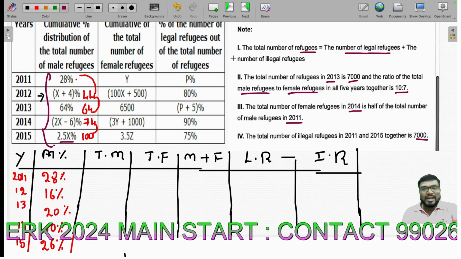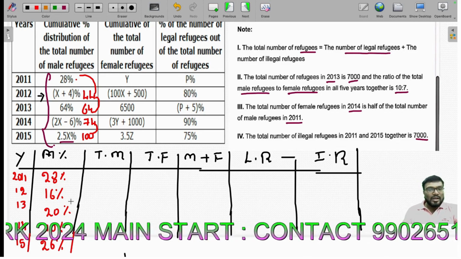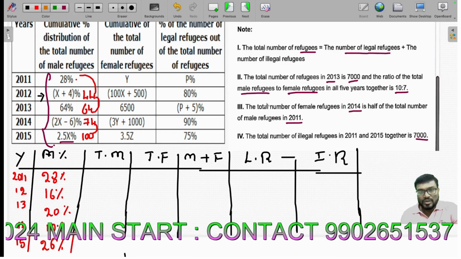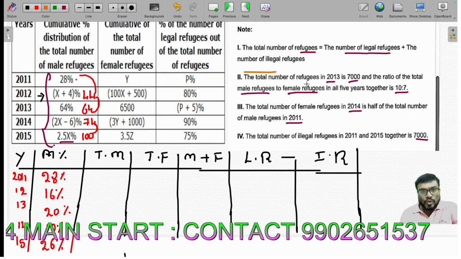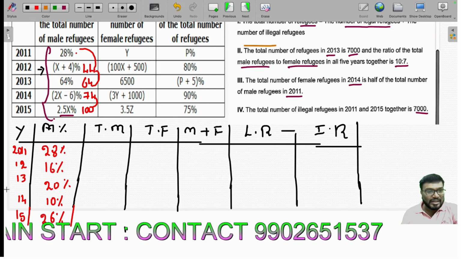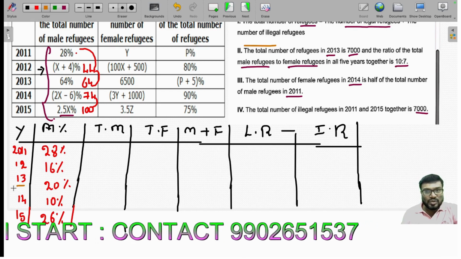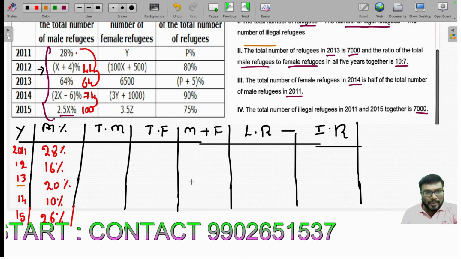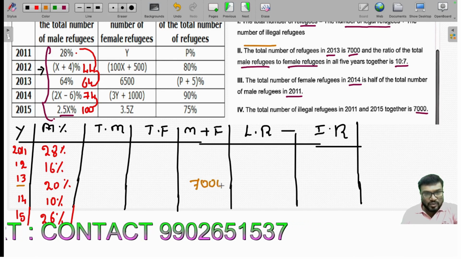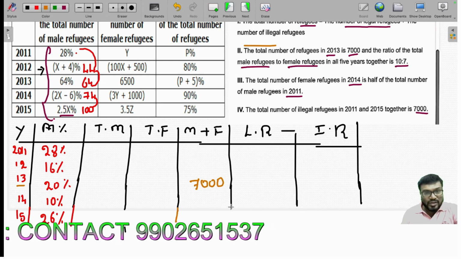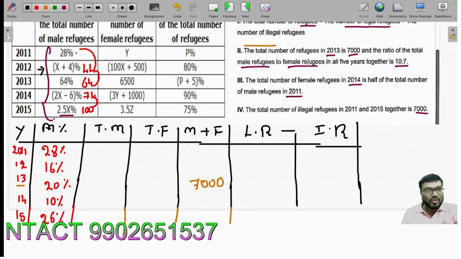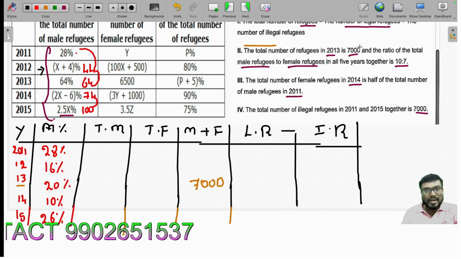So all this data we can use. Now using this, very important is this value: total number of refugees in 2013 will be 7,000. Male plus female will be 7,000 total. Be careful with that. It is total 7,000, not cumulative. Male and female refugees total 7,000.